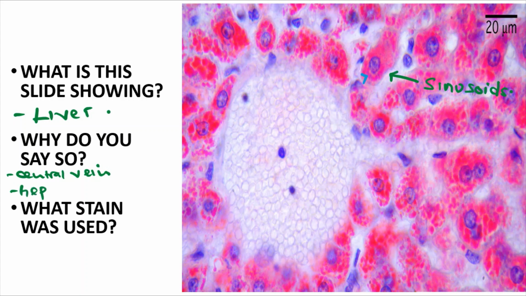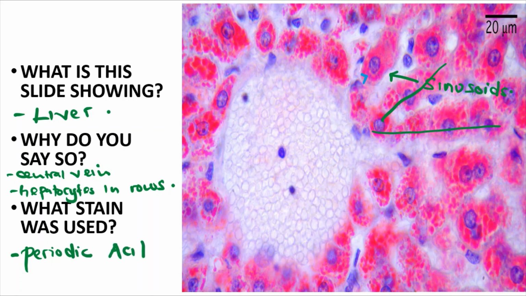So hepatocytes in rows. And between the rows of hepatocytes, which will drain into the central vein, are the sinusoids. The stain that was used here was periodic acid Schiff, denoted as PAS.